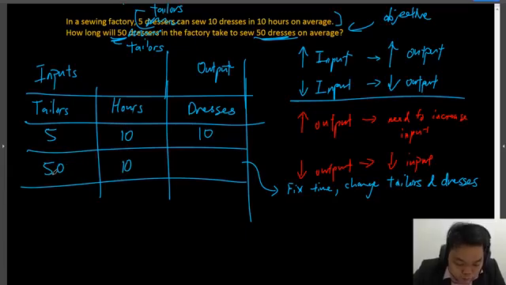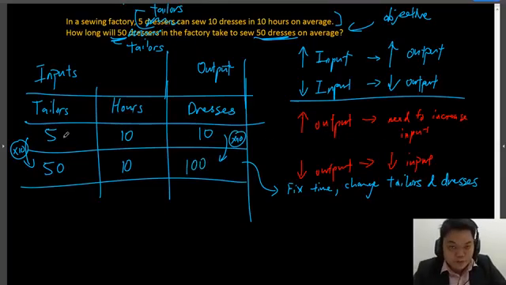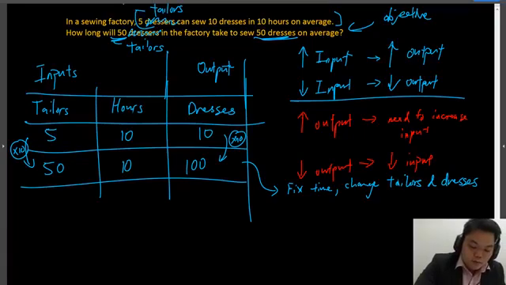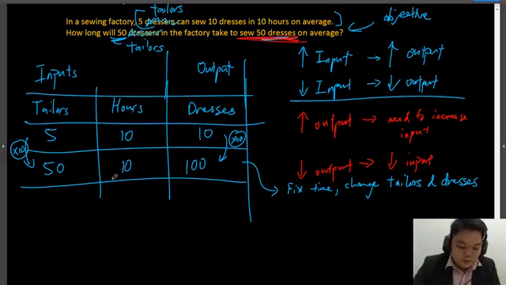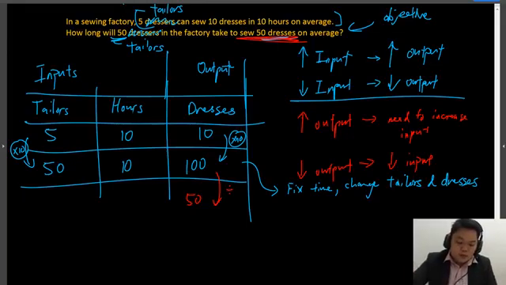If you increase your tailors by 10 times, what's going to happen to the number of dresses you produce? You're also going to be able to produce 10 times as many dresses as compared to the original case. Correct? Then next, you want to have 50 dresses only. In order for me to get 50 dresses, I have to decrease my number of dresses, right? And I need to divide the output by 2.